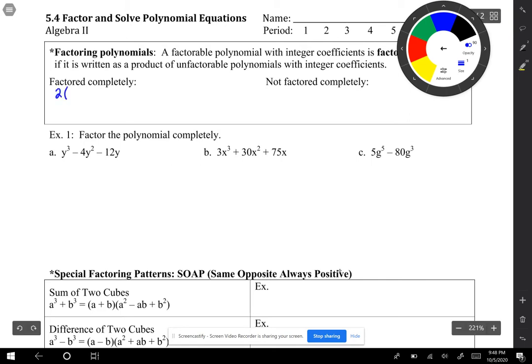So you have 2 times x plus 1 times x minus 4. Now it's factored completely because if you look inside the parentheses, the greatest common factor in each set of parentheses is 1. That's when you know that something has been factored completely. The next one is something that's not factored completely, I'll show you.